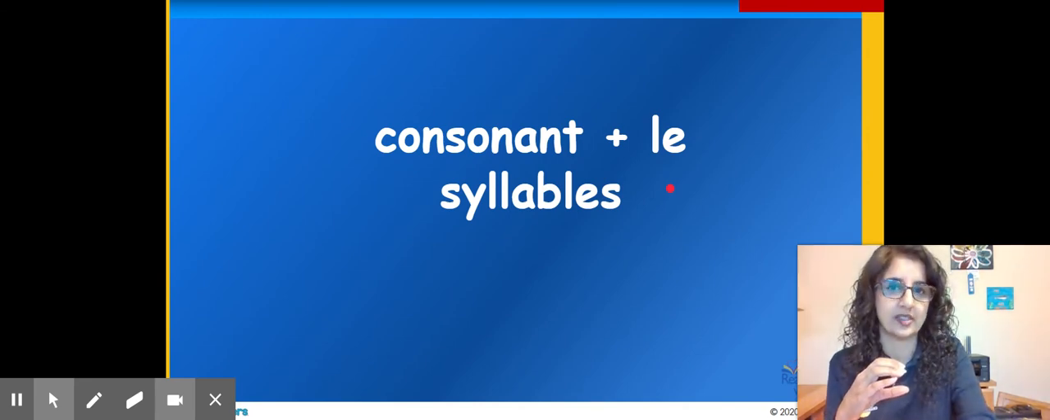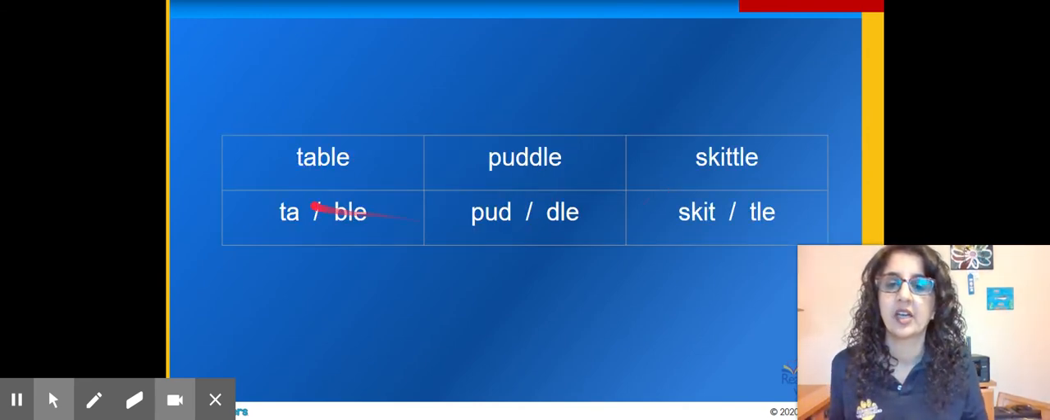So let me just show you the examples, okay? Right here, the LE is going to stay together, and this says bull. So it doesn't say bleh. We don't say that, okay? So this one doesn't quite follow the rules, right?